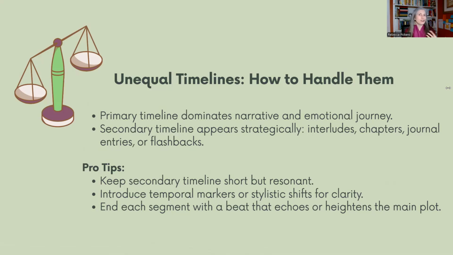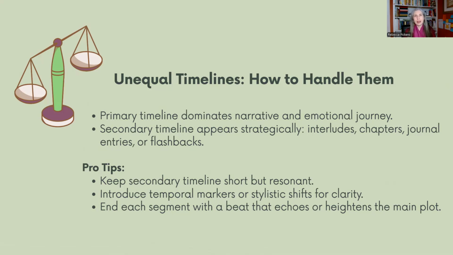So, now we understand why we might have an unequal timeline, why we may have this secondary timeline. But there's still the question of, okay, how do we deal with this unruly thing so that it fits in the rest of our story and doesn't just feel tacked on? The primary timeline is what's going to dominate your story. It's the thing that's going to feature the narrative arc and the emotional journey that your primary characters undergo. Whereas your secondary timeline needs to be feathered in rather strategically.